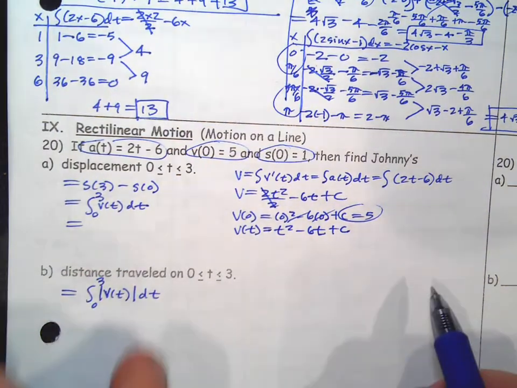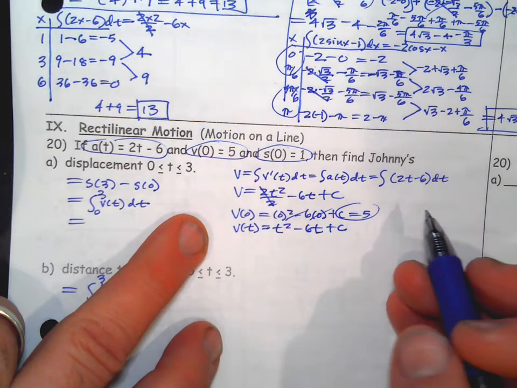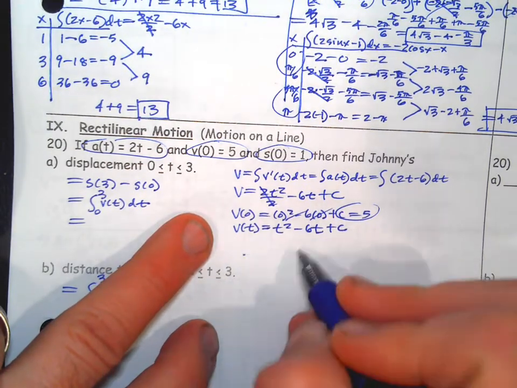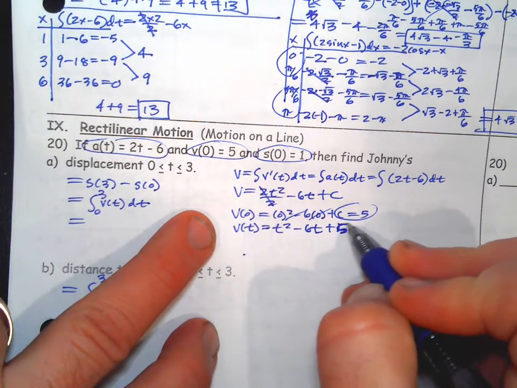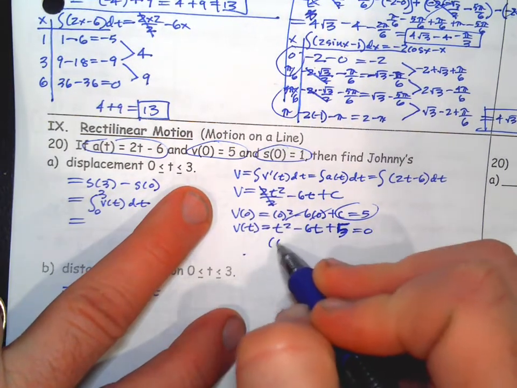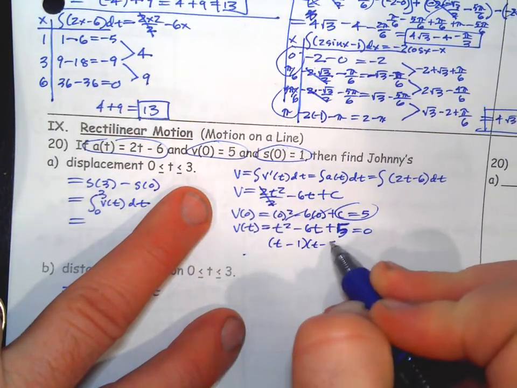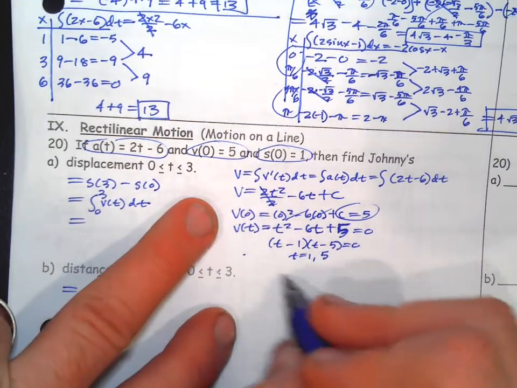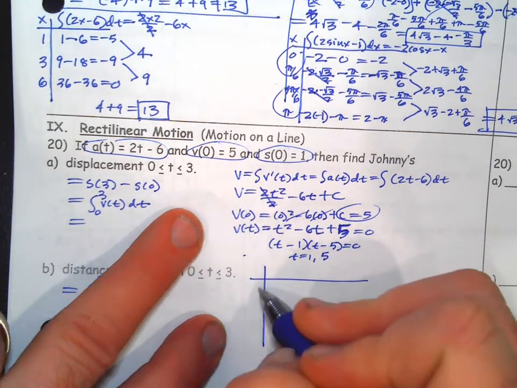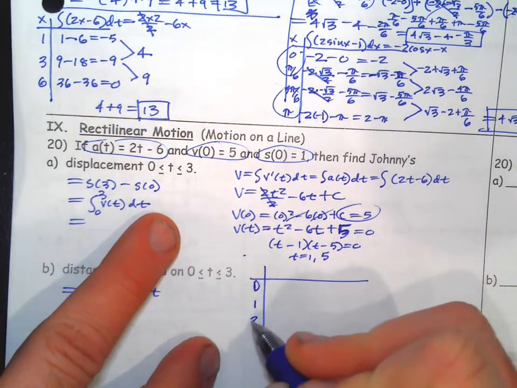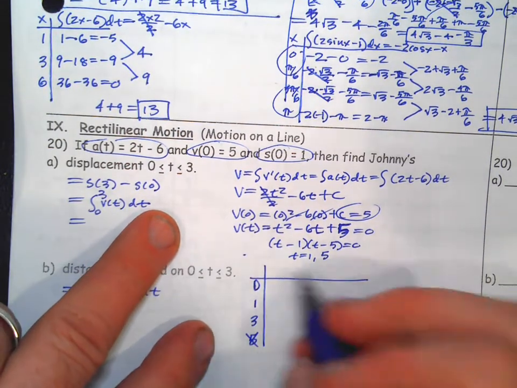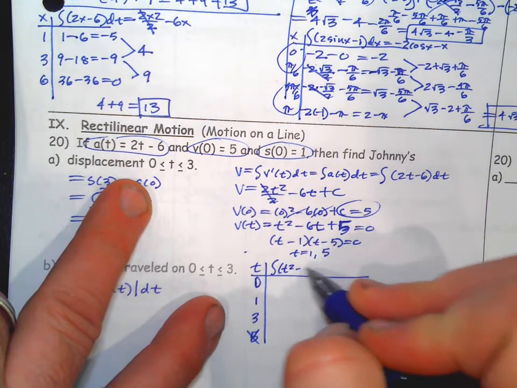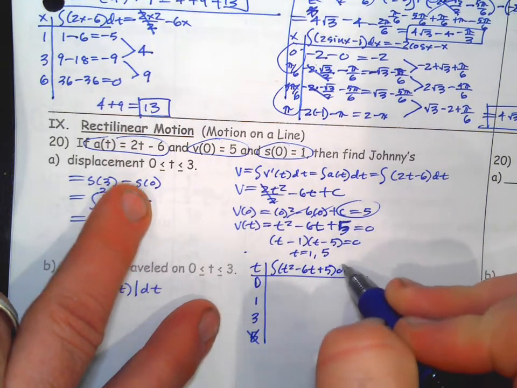Now, you don't need to use the table to do this. You can just treat this like any other problem. Make sure you know how to use these shortcuts if you are. So I'm going to find the zeros of this. I'm going to factor it: t minus 1, t minus 5, t equals 1 and 5. I'm interested in 0 to 3. So I'm going to make a table: 0, 1, 3, 5. I can ignore the 5, it's outside the endpoints. Then we're going to integrate velocity, t squared minus 6t plus 5 dt.